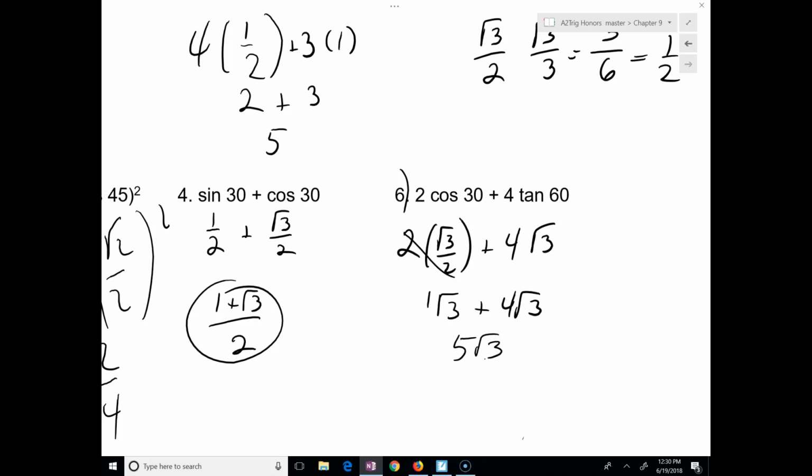We should also know 180, 270, and 360. But these are the ones that will come up the most, and you're going to see that we're going to have to memorize them. You take care, and I'll see you in class.